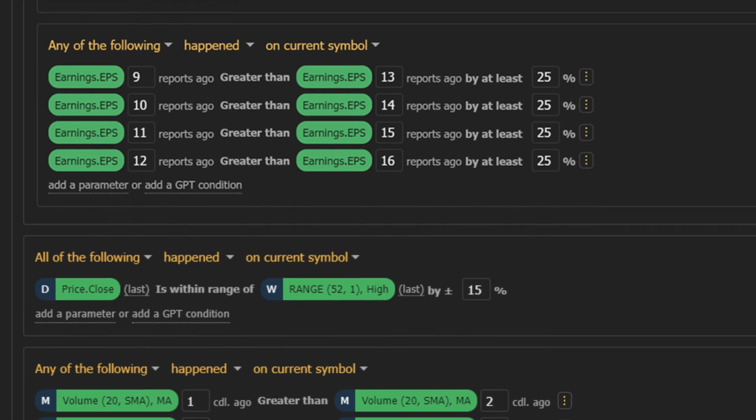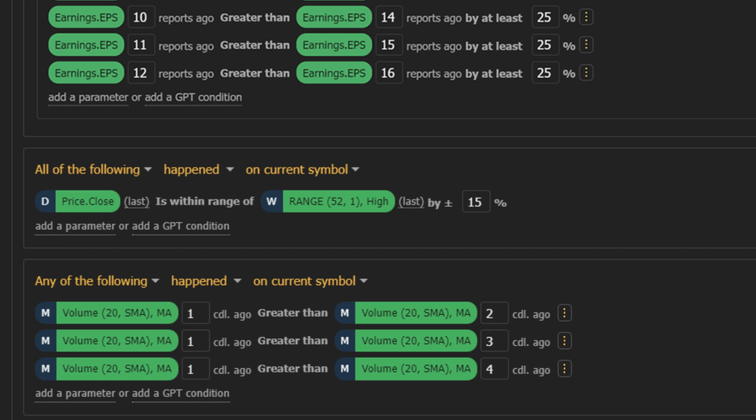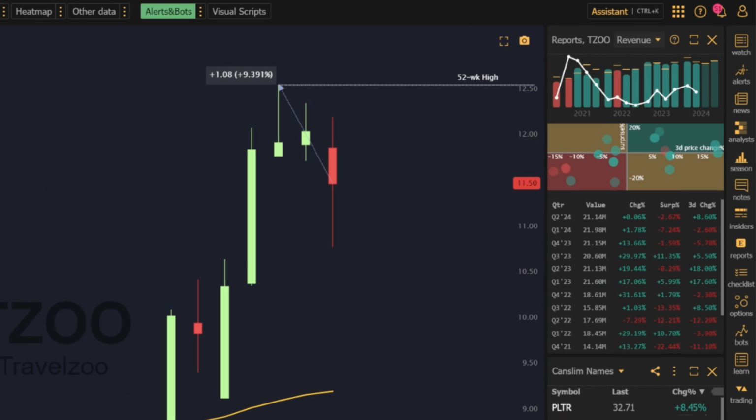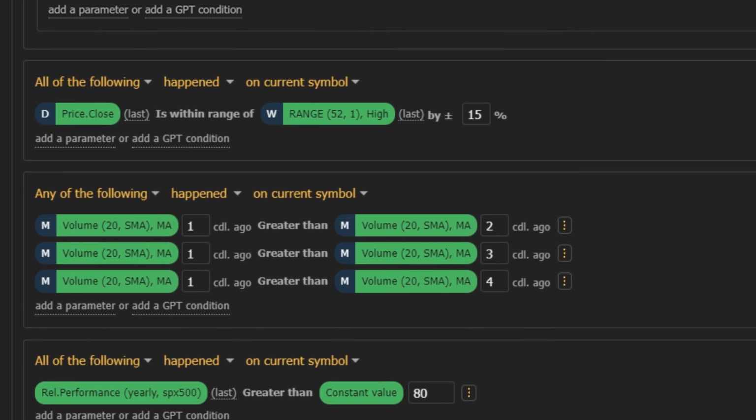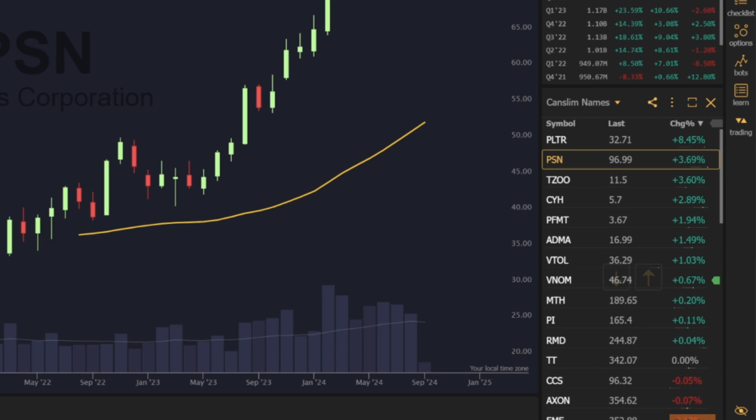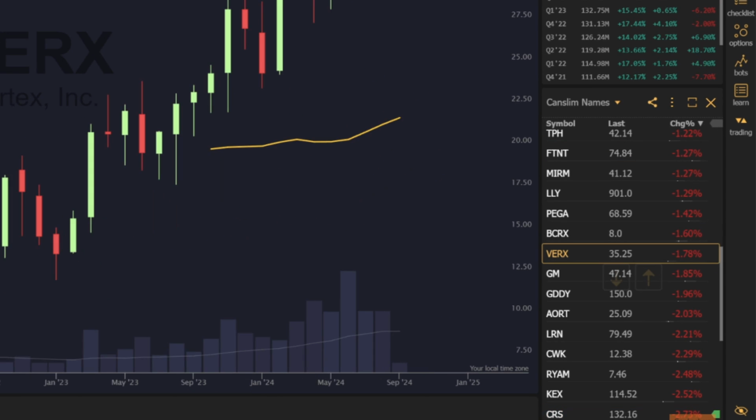The N of CANSLIM refers to companies with new products or management that push its stock to new highs. More specifically, we define that the price is currently within 15% of its 52-week high. The S, which stands for supply and demand, focuses on increasing trading volumes during periods of price increases.